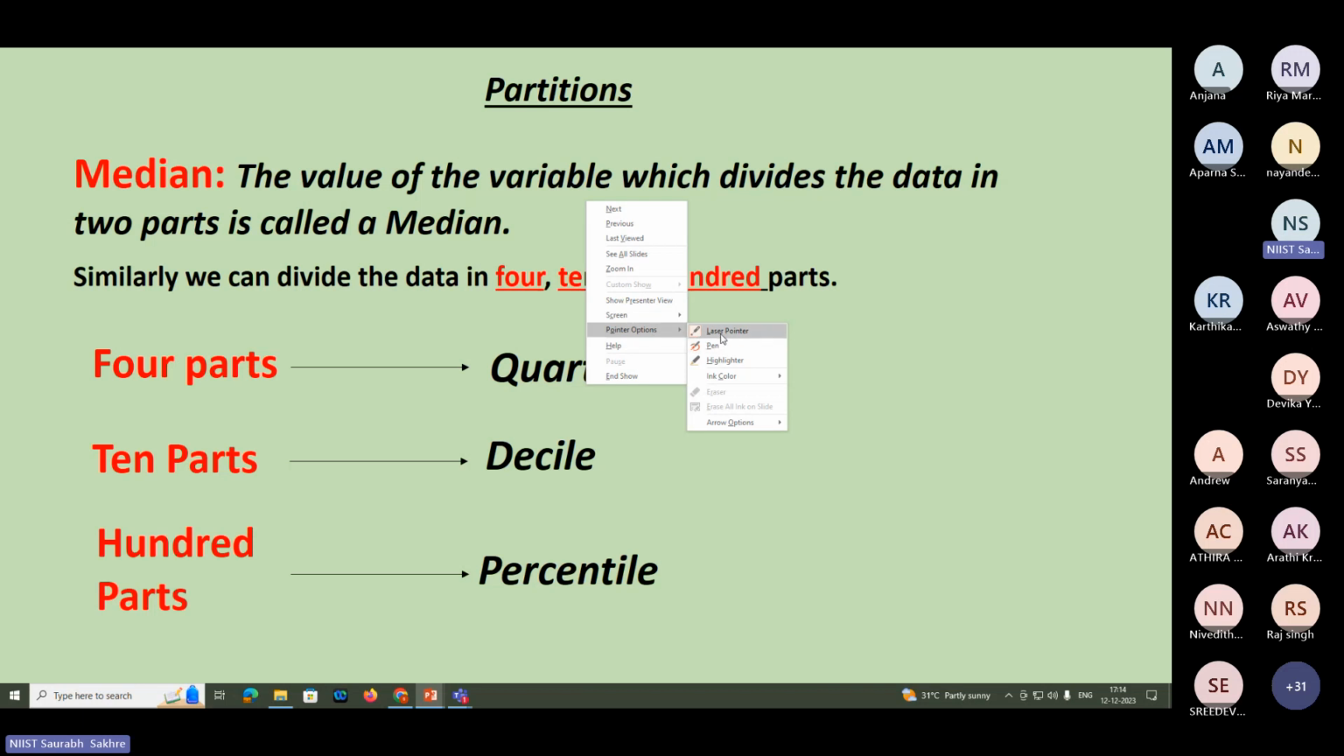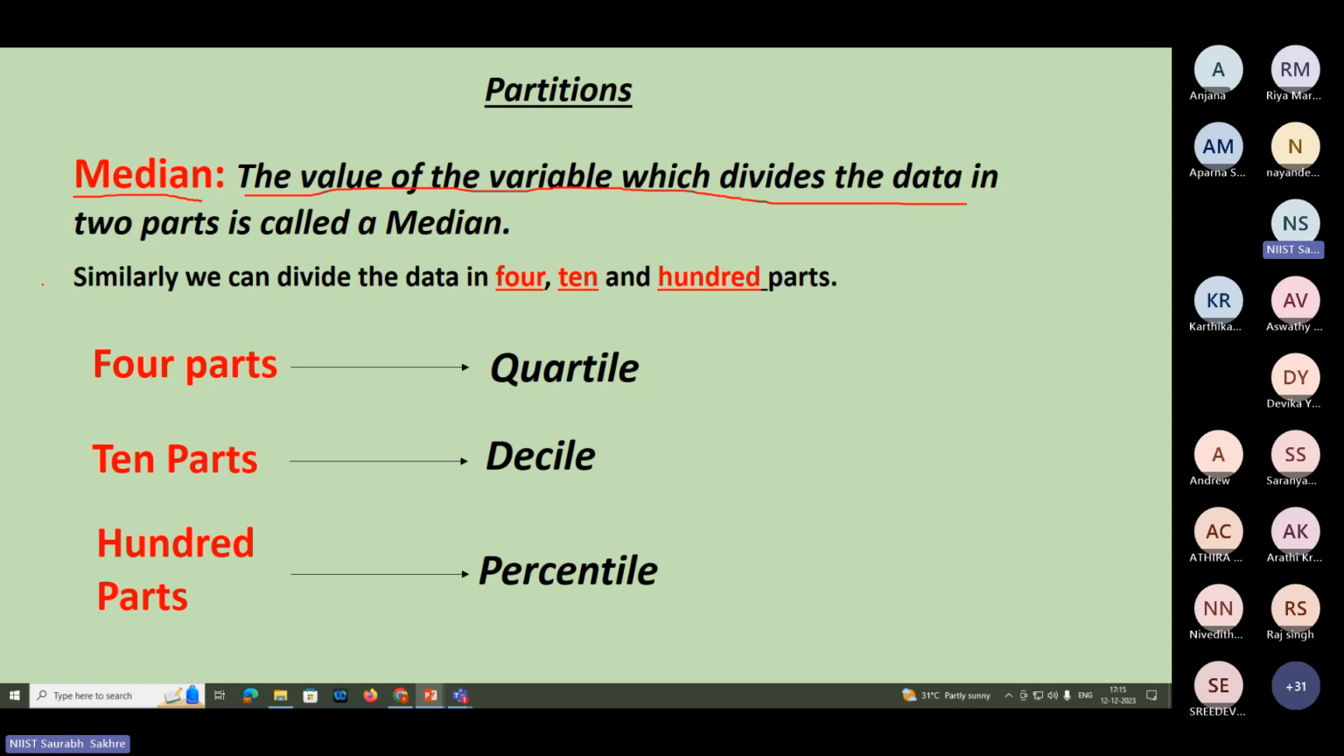Before I start with partitions, first understand one more time what median was. The value of the variable which divides the data in two parts is called a median, right? Median was n plus 1 by 2, dividing in 2. But we can divide our data in other proportions also. Most importantly, after mean and median, we divide it in 4, 10, and 100 parts.